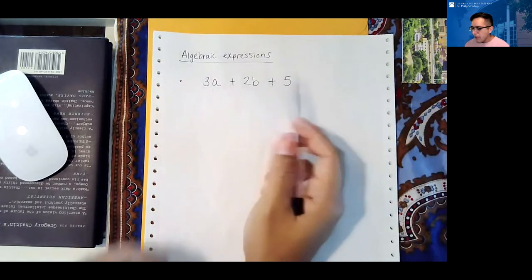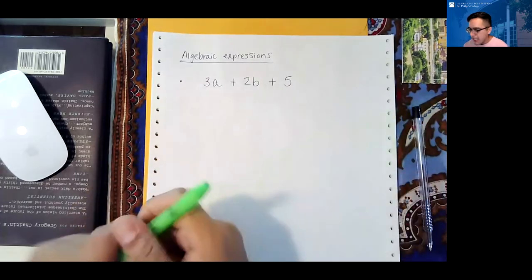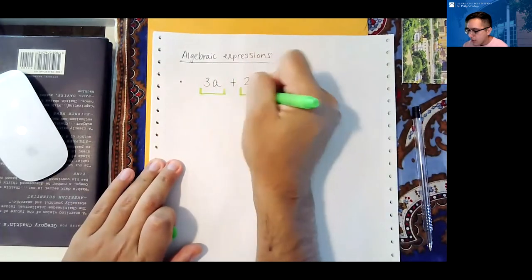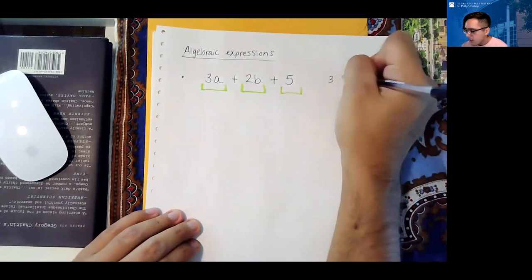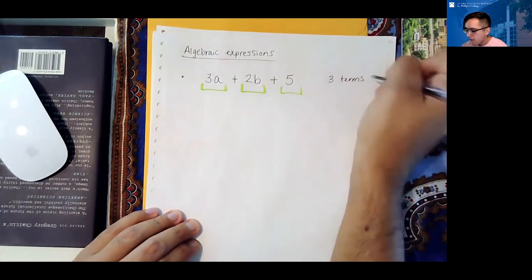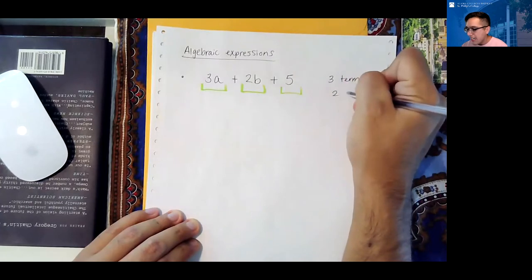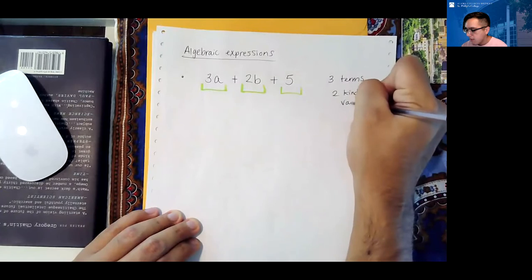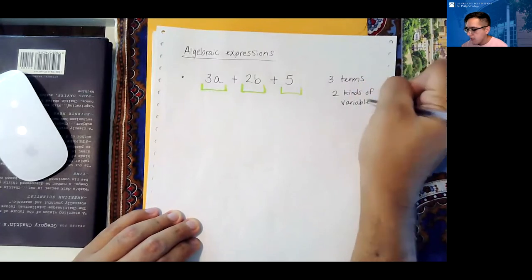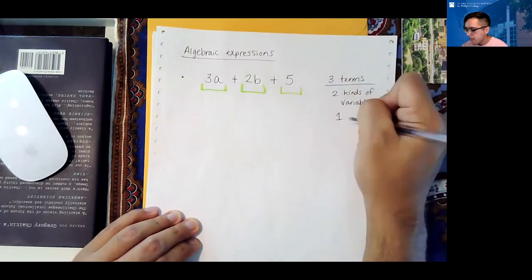we're going to learn about these terms, right? We learned to count these terms before. This has 3 terms in this algebraic expression. There are 3 terms here. There's 2 different kinds of variables. There's 1 constant term.